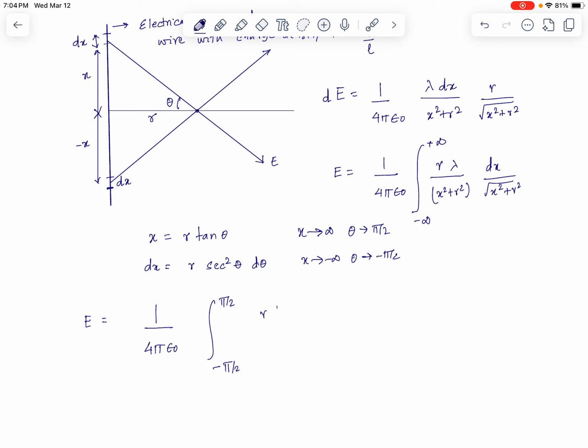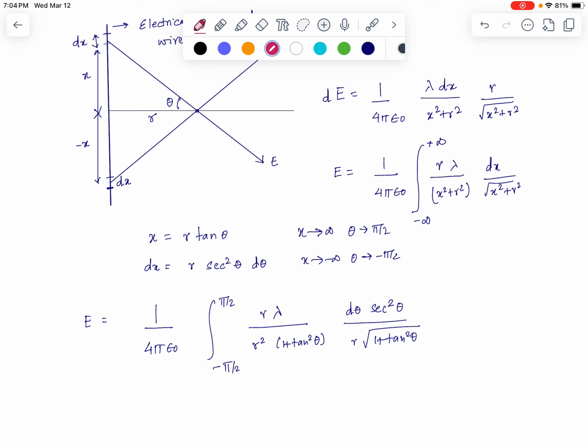So there is r times lambda divided by r squared times 1 plus tan squared theta, d theta, secant squared theta, divided by r times the square root of 1 plus tan squared theta. What we observe here is that the r's cancel out.